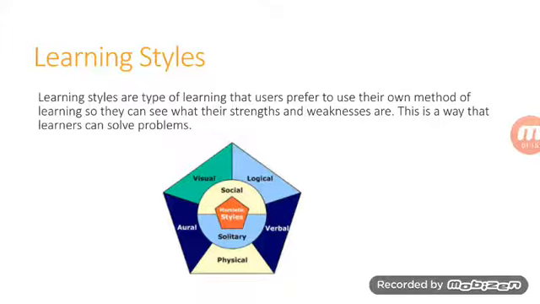So what are learning styles? Learning styles are a type of learning which users prefer to work on their own method of learning so they can see what their strengths and weaknesses are. This is a way that learners solve problems. Like visual is when you learn through seeing things and watching things, and logical I think it's about learning through logic, I guess, I'm not sure.